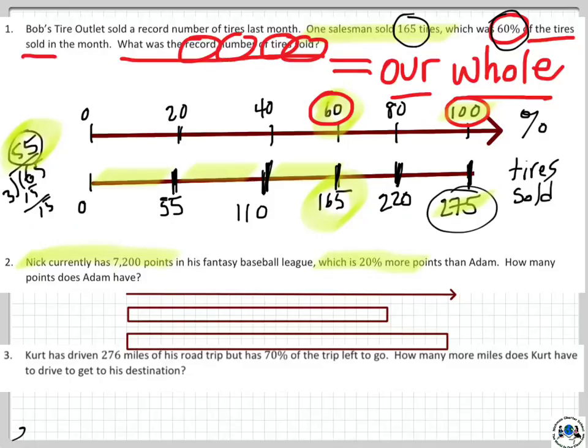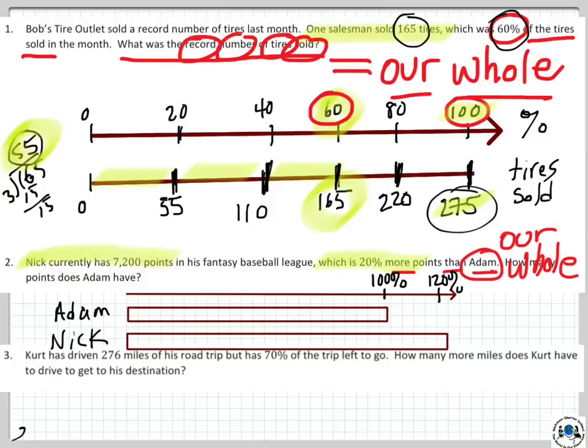Okay, but the whole, which one is the whole? Is the whole Nick's current 7,200 points, or is it Adam's 20% less points? Well, because we are comparing to Adam, because Nick's points are 20% more than Adam's, Adam is going to represent our whole. He is our whole because we are using him as a comparison. Therefore, the smaller box there is Adam, the larger one is Nick.